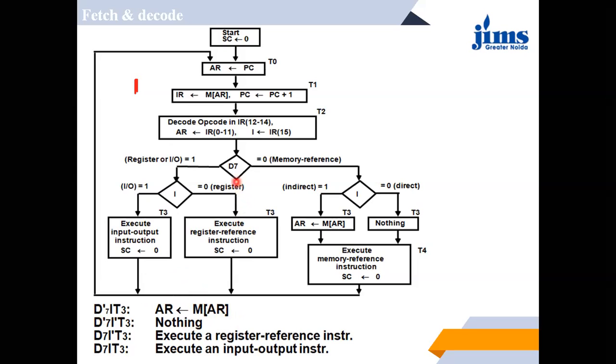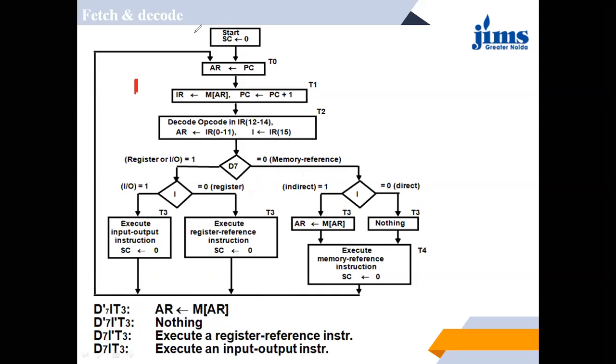Here we are saying that this is D7. So D7 I T3. This is I, or this is T3. And this is D7. When I am saying that dash represents 0. So this is D7, and this is I, means indirect. It is doing nothing.